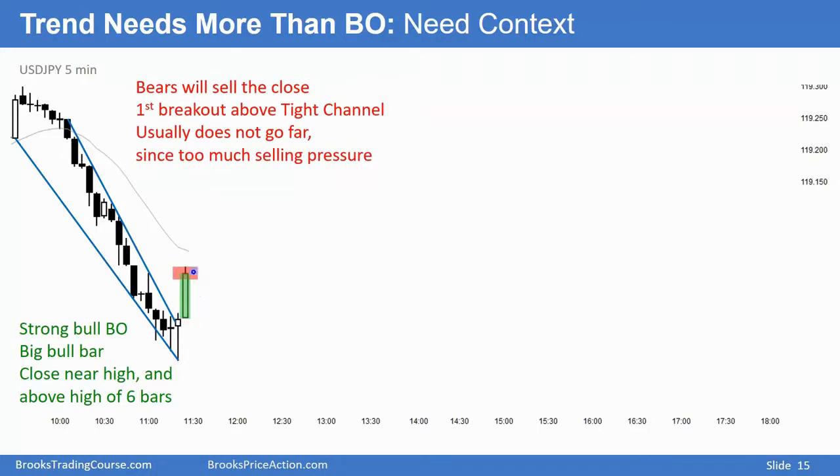So what happens? Bears will look at that and say, we got a strong bull bar, but it's probably a minor reversal. It probably will fail around the moving average. I'm going to sell the close of that bull bar, betting that it's going to be a failed bull breakout. That is a logical thing to do.